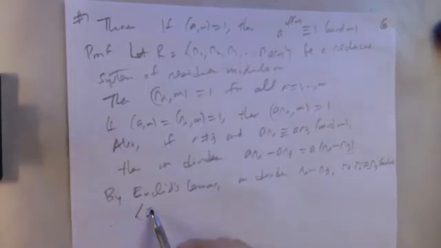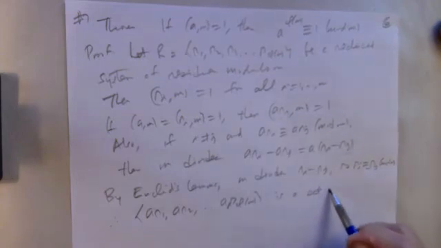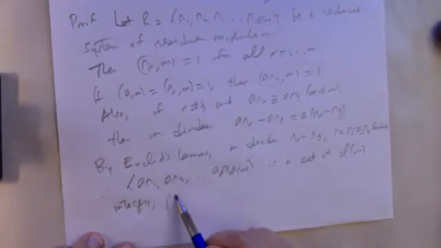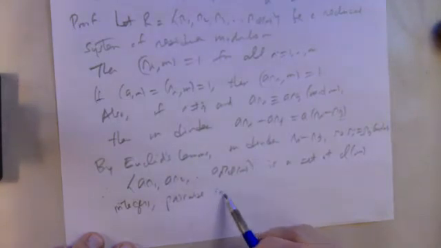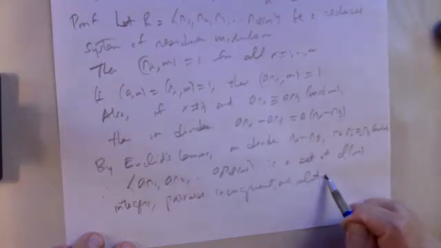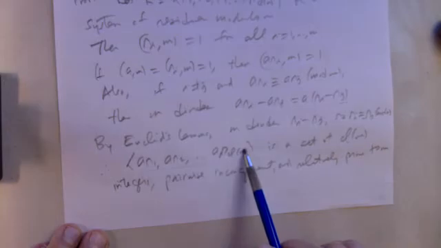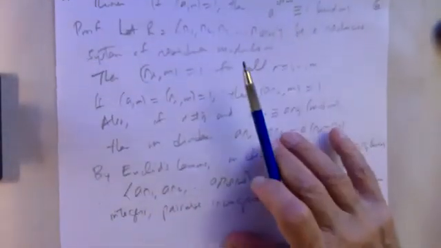So therefore, the set of numbers A R1, A R2, up to A times R sub phi of M, this is a set of phi of M integers, pairwise incongruent, that means no two of them are congruent, and relatively prime to M. So this is another reduced system of residues mod M. So there's a one-to-one correspondence between these numbers and the numbers in the reduced residue system.